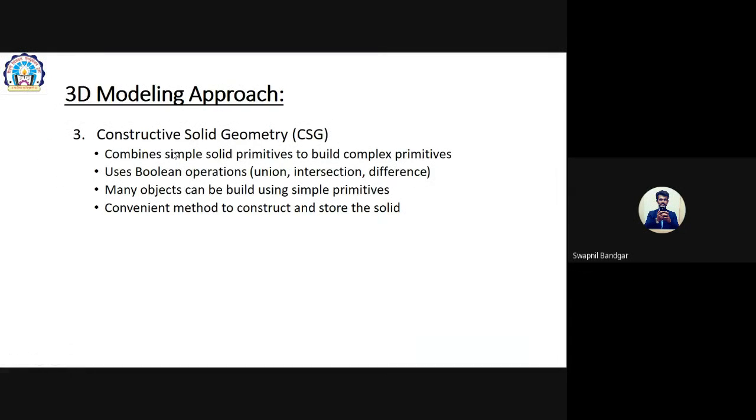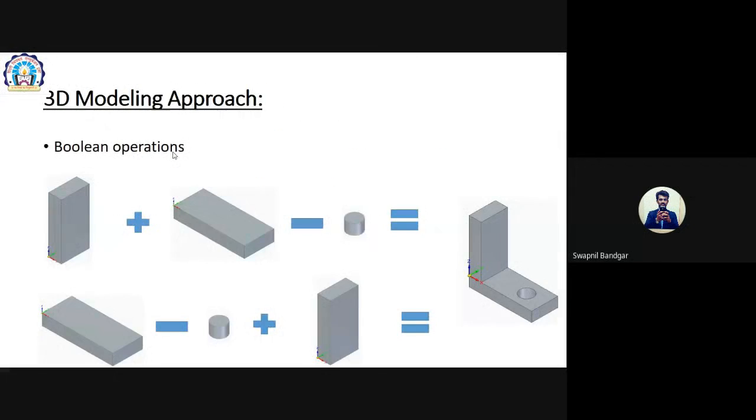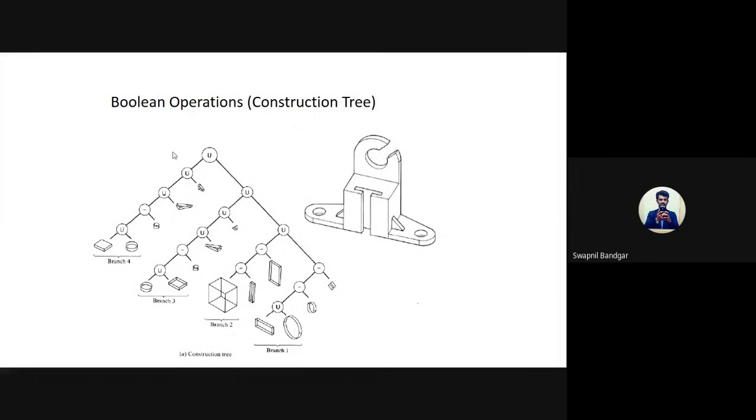Then we saw constructive solid geometry. We saw how it is convenient, how it stores the data in the background, and what it needs. It needs primitives. If you don't have the primitives, you cannot construct a solid with the constructive solid geometry approach. Then we have Boolean operations, used in constructive solid geometry, and the data is stored in a construction tree.